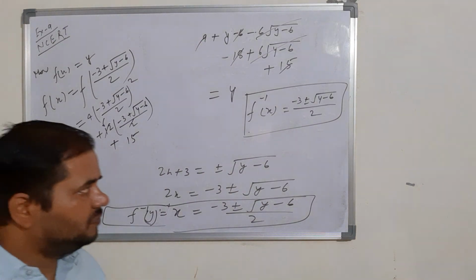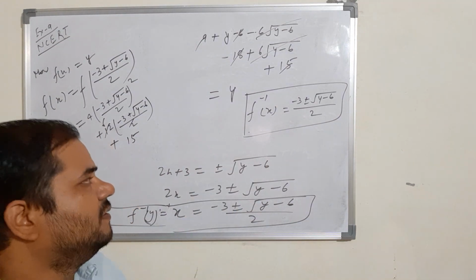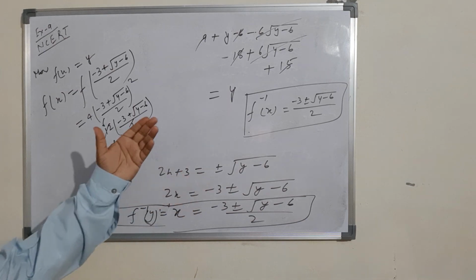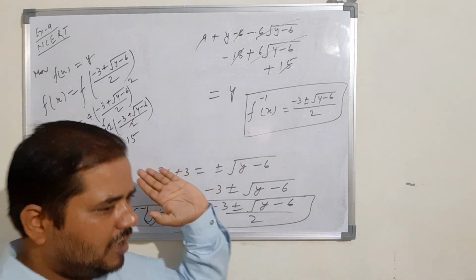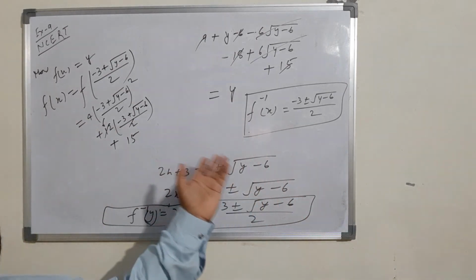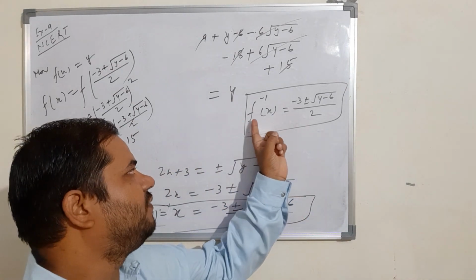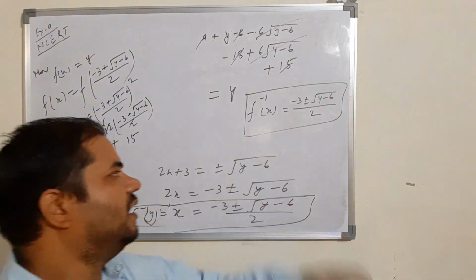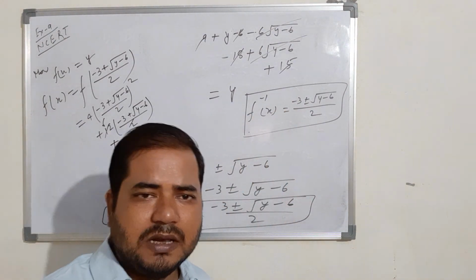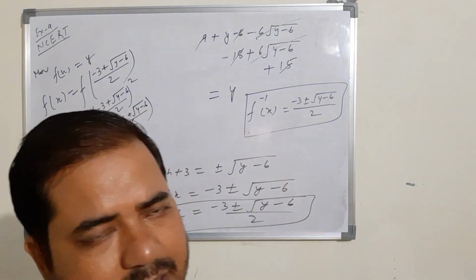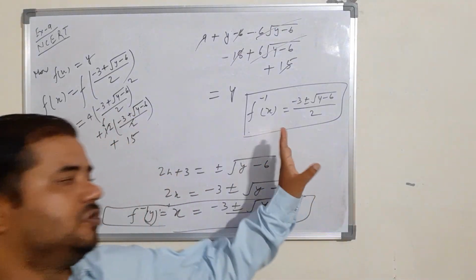Sometimes some more questions will be added in this particular question. Suppose you have to also find f inverse of 1. So simply you can find f inverse of 1, that means minus 3 plus root of 1 minus 6. So you can find it as real, but the value should be real.